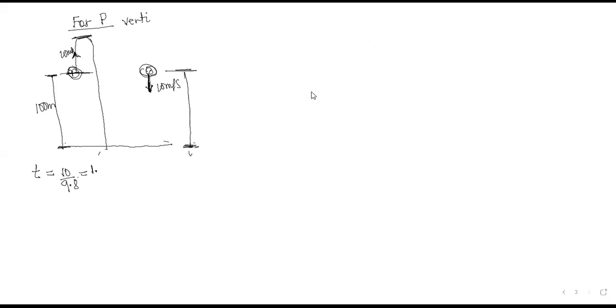Augustine and Frank, so the time taken for P to reach the maximum height would be equal to that. And what is 10 divided by 9.8? That is 1.02. So it would take P this time to move from where it is thrown to the maximum height.